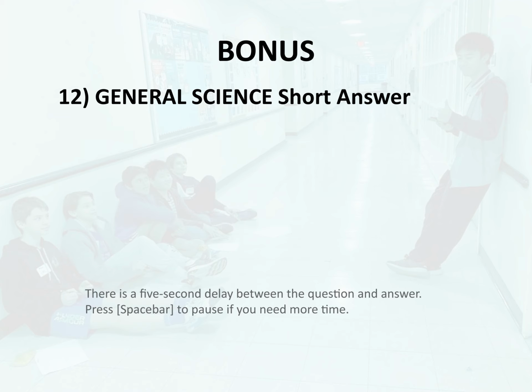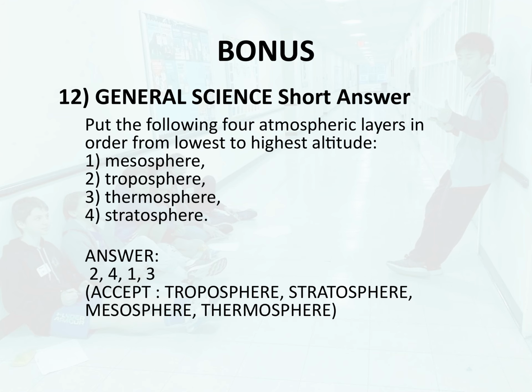Bonus 12. General science. Short answer. Put the following four atmospheric layers in order from lowest to highest altitude: 1. Mesosphere, 2. Troposphere, 3. Thermosphere, 4. Stratosphere. Answer. 2, 4, 1, 3.